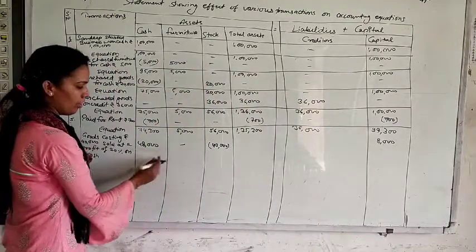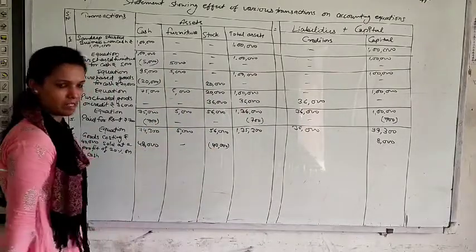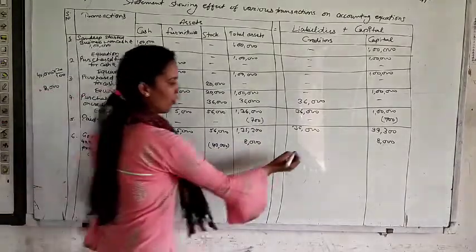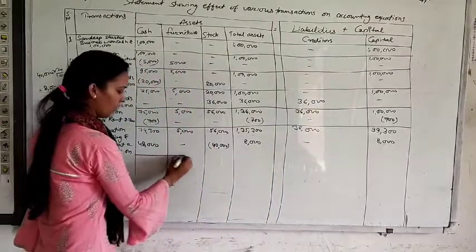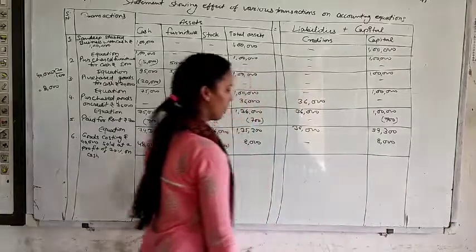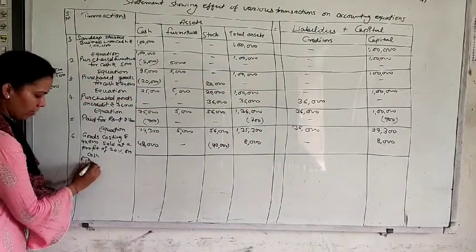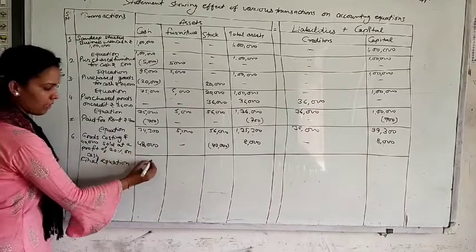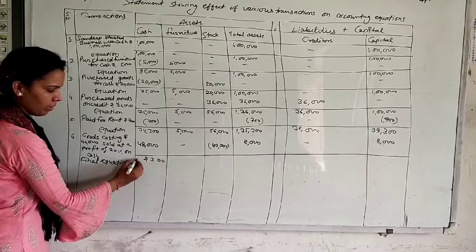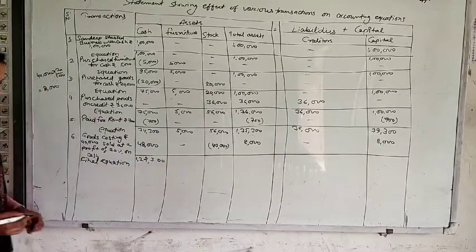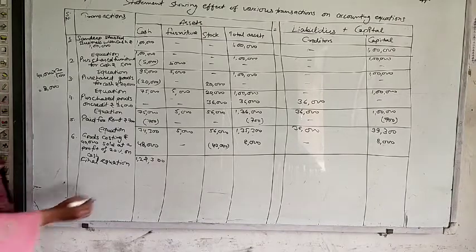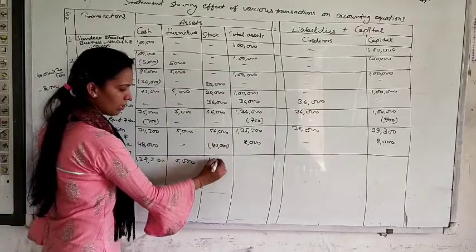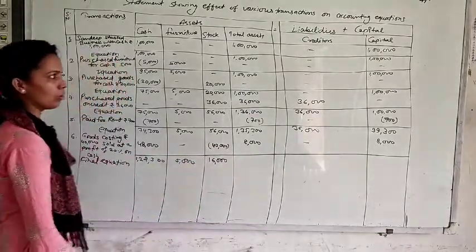Now no effect on furniture. 48 is in plus, 40 in minus. It means total assets effect will be by 8,000 only. No effect on creditors. So now it will be your final equation. Now you can write here the final equation. 74,300 plus 48,000, it is 1,22,300. This is cash. Furniture is 5,000. 56 minus 40, 16,000. Now let's move on to the total assets.